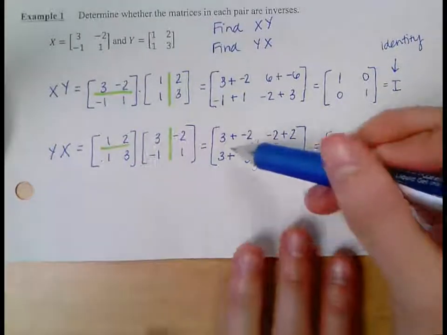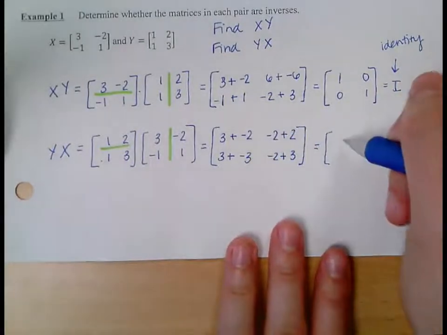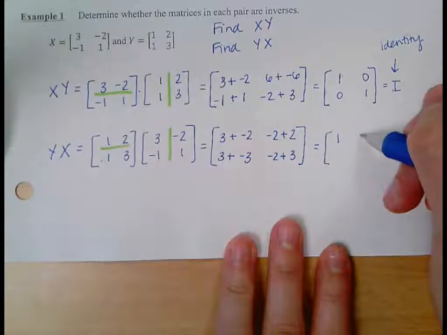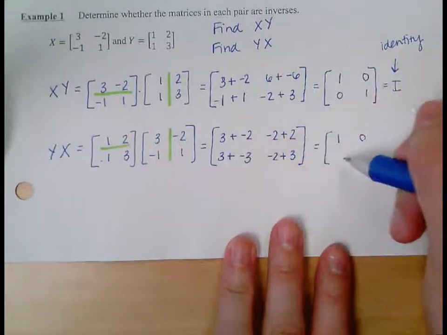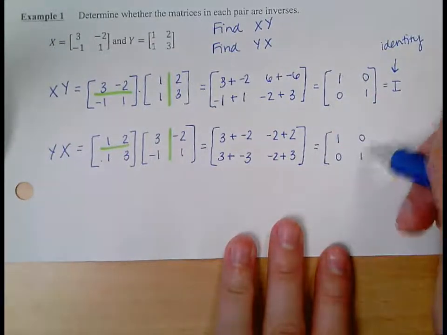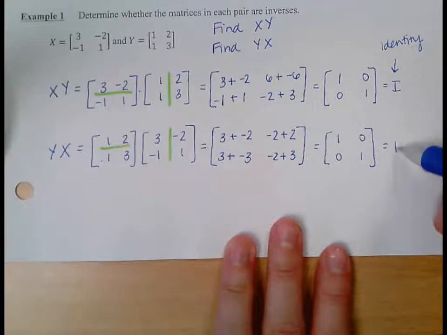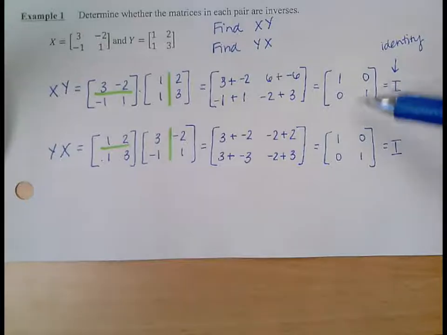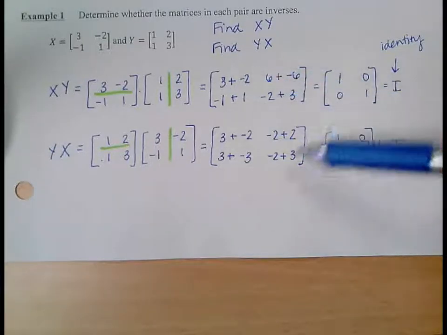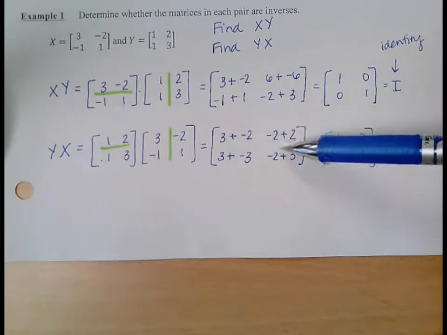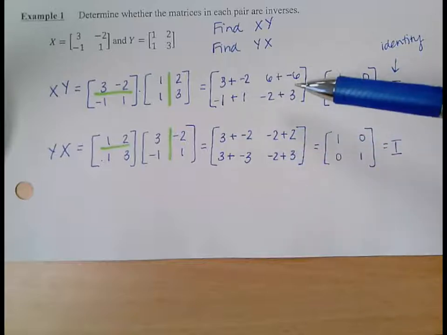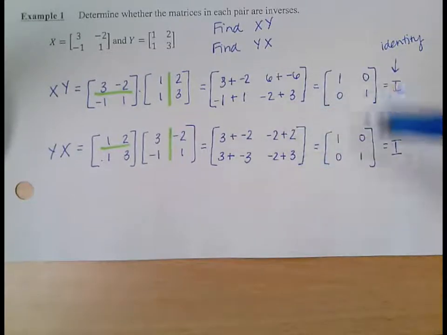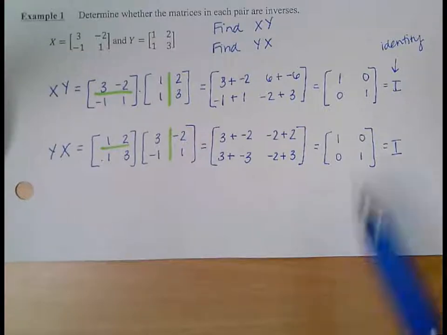And then simplify, so 3 plus negative 2 is 1, negative 2 plus 2 is 0, 3 plus negative 3 is 0, negative 2 plus 3 is 1. So I still get the identity matrix. But do take note, even though I did get the same, if you look at the work to get the product, you can see it is different. The work is not the exact same, but you are still getting the identity. So that means x and y are inverses.